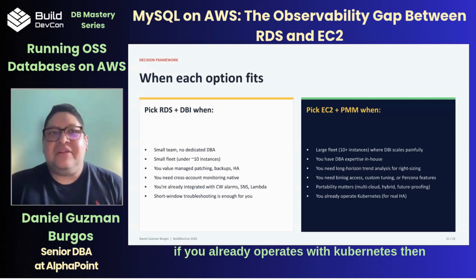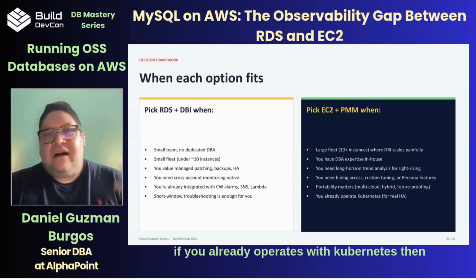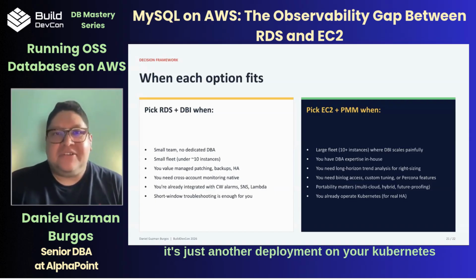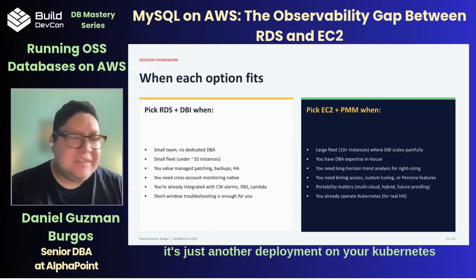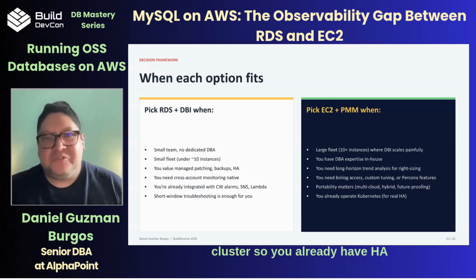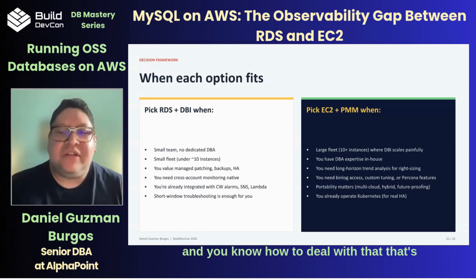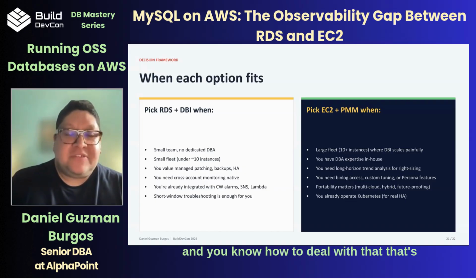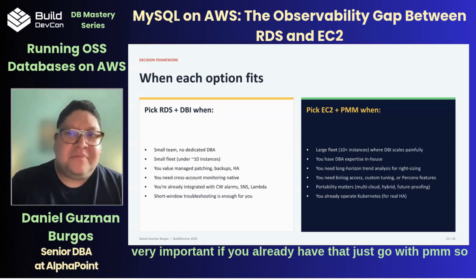And if you already operate with Kubernetes, then it's just another deployment on your Kubernetes cluster. So you already have HA and you know how to deal with that. That's very important. If you already have that, just go with PMM.